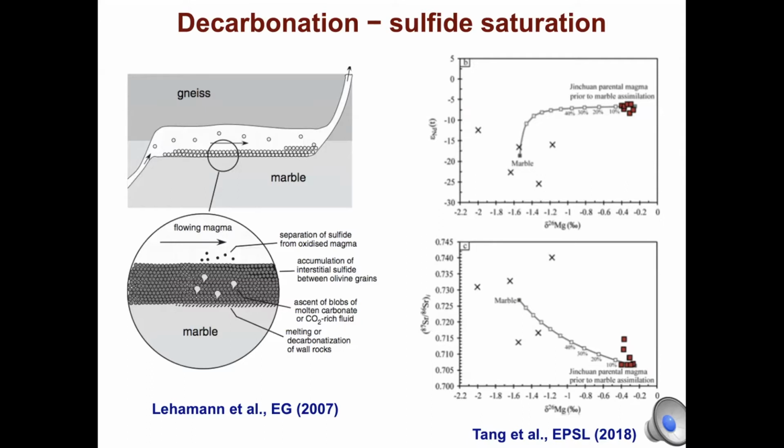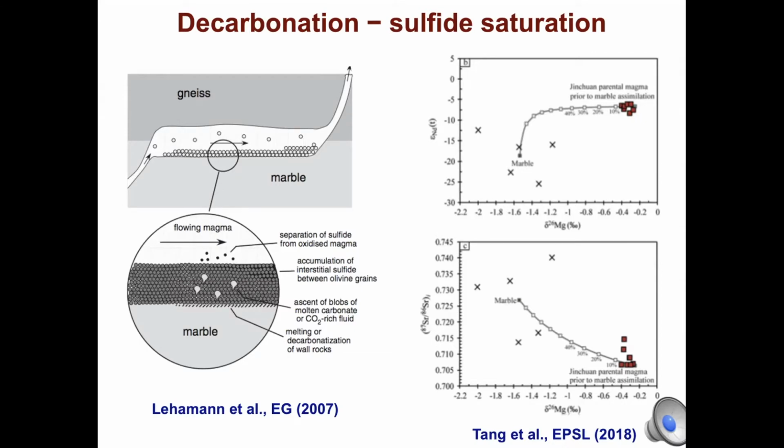CO2 was derived by assimilation and decarbonation of country rock marble. CO2 caused the magma to be oxidized. The oxidized magma reduced the ability to dissolve sulfide, and therefore sulfide saturation resulted.